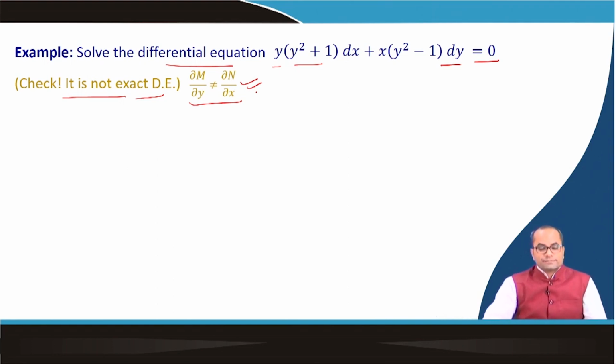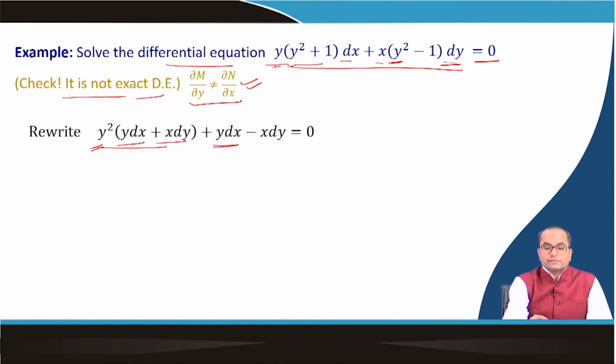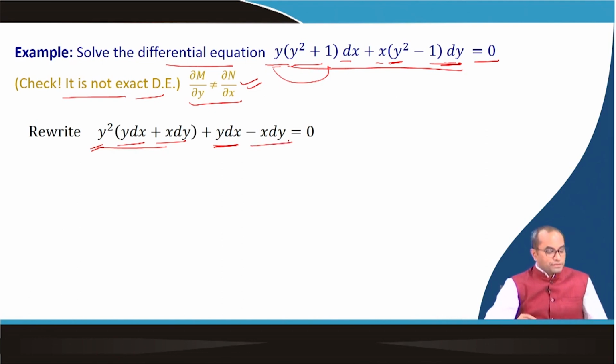So, here if we rewrite this differential equation in this form, y square, we take common, then we have y dx and here we have x dy. So, y square when we take common, we have y dx plus x dy, plus this y dx. From the first term we have y dx and from the second term we have minus x dy.